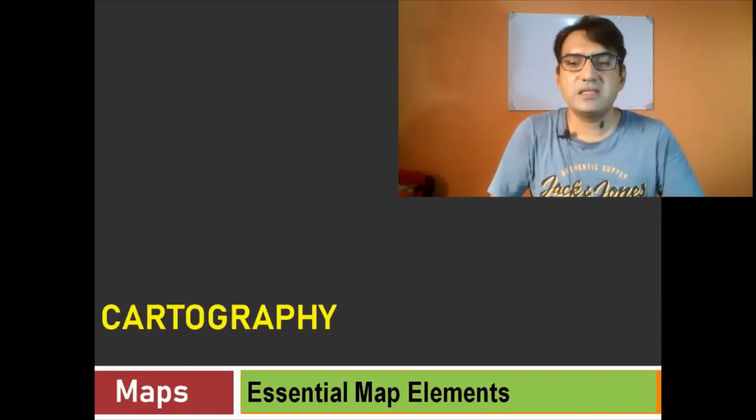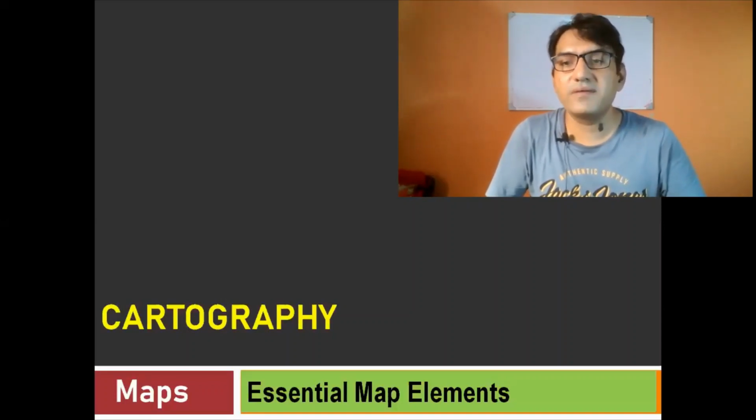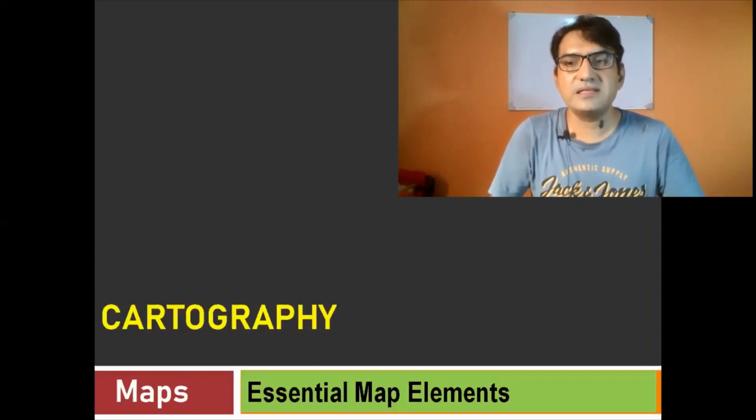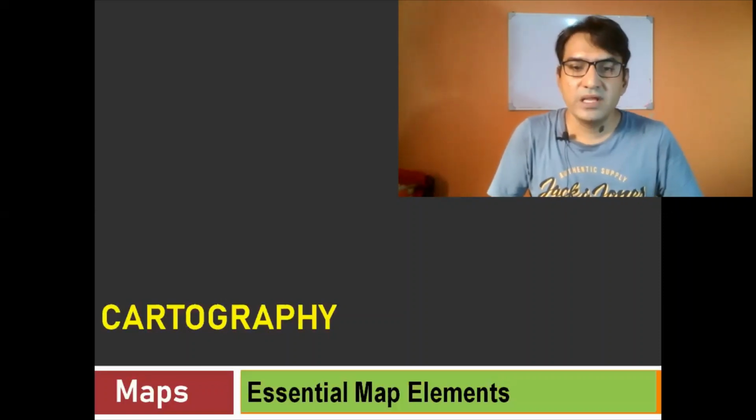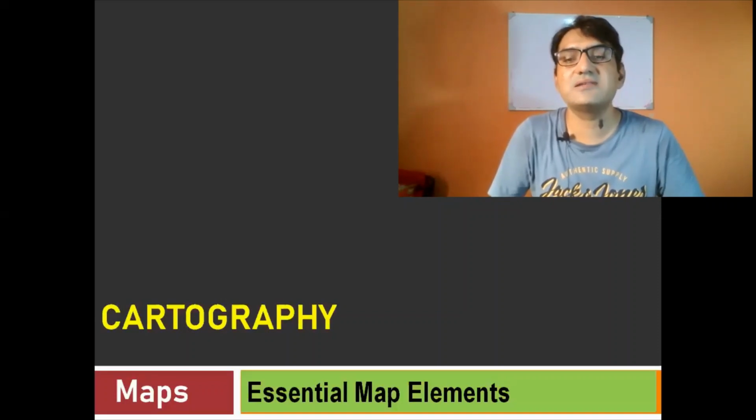These elements are an integral part of the map. If you don't find these elements in the map, we are not going to call it a true map. These are the things which separate the map from other things such as an image or sketch or any photograph, anything which is in visual form. All maps, especially cartographic maps, contain these elements.